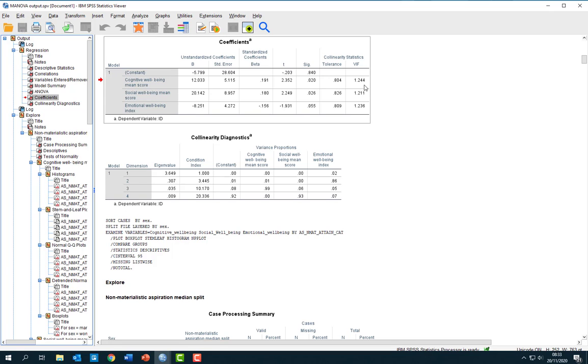So we'd have to think about either transforming these in some way or stripping them out and looking at them separately, so in separate ANOVAs rather than the MANOVA. That would be another strategy you could use as well.